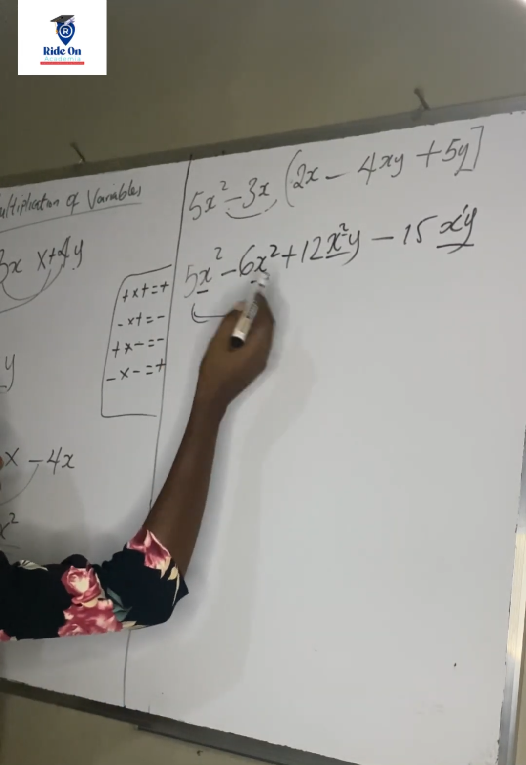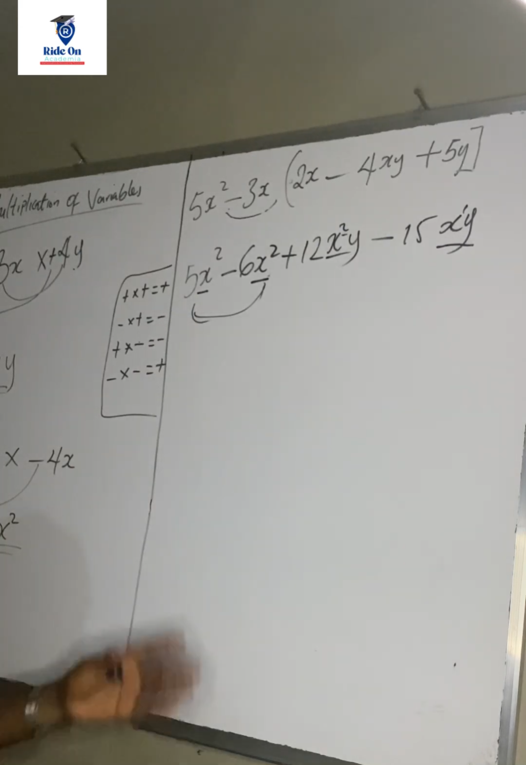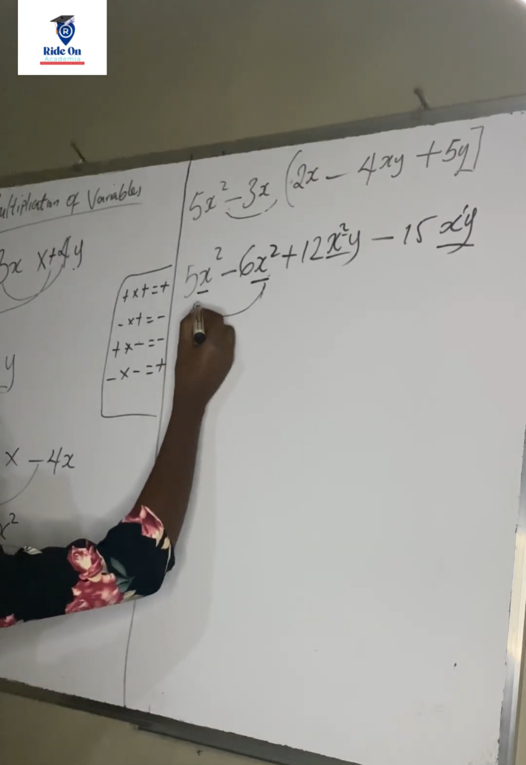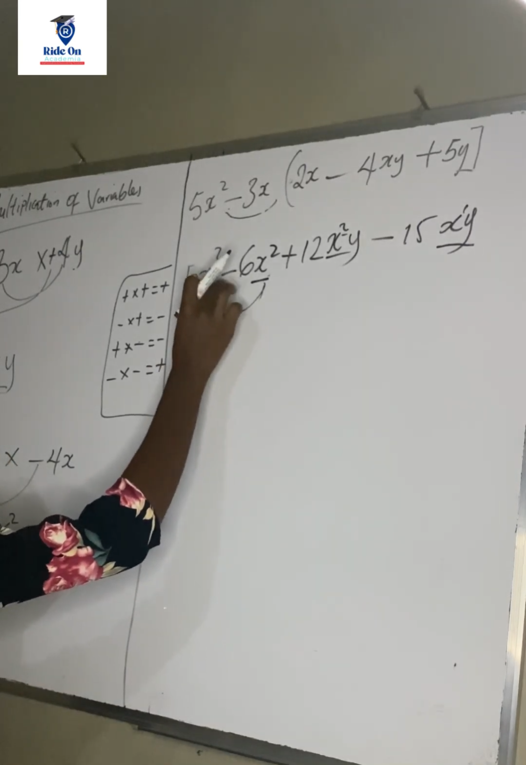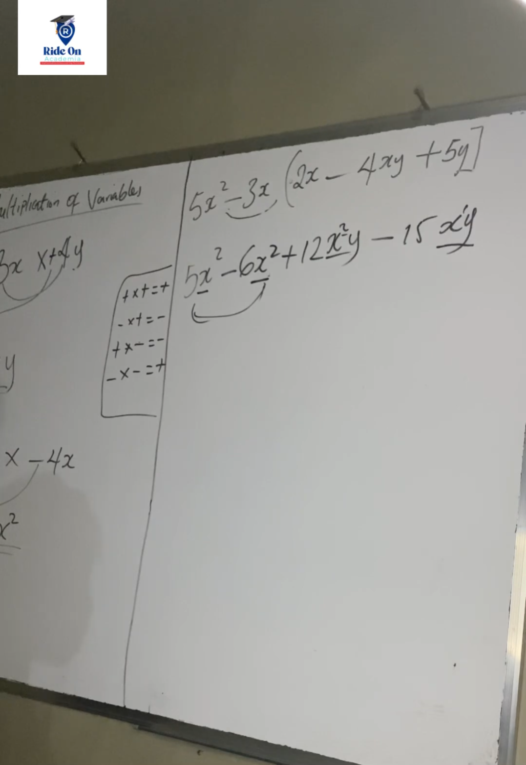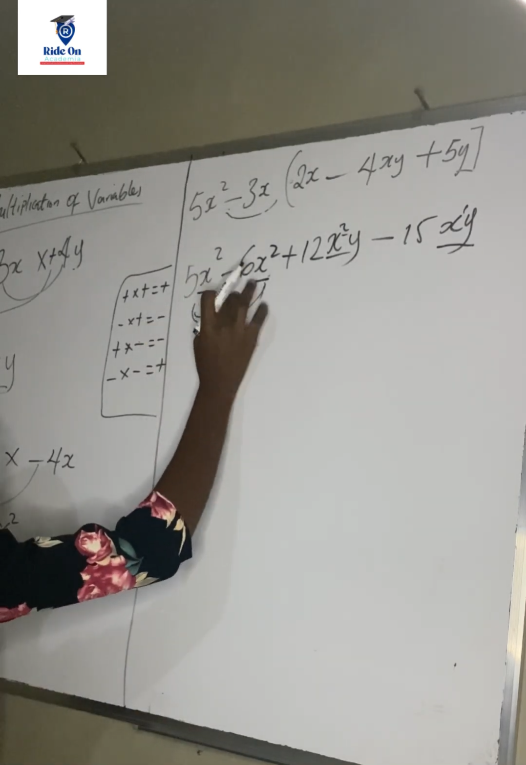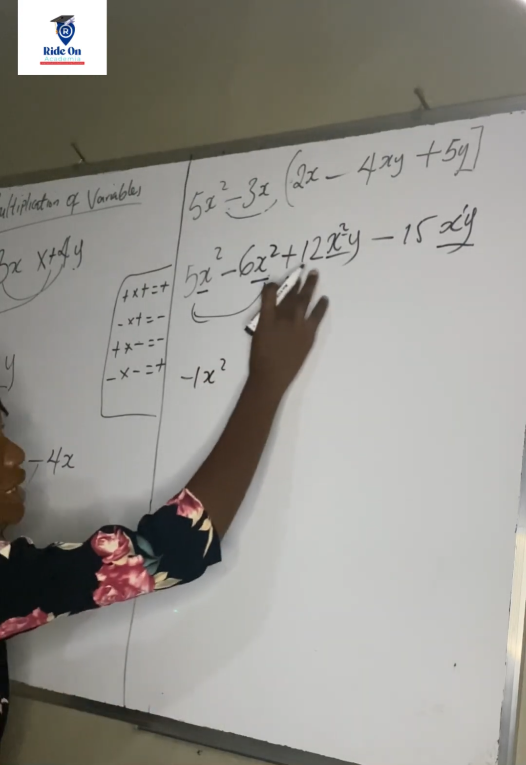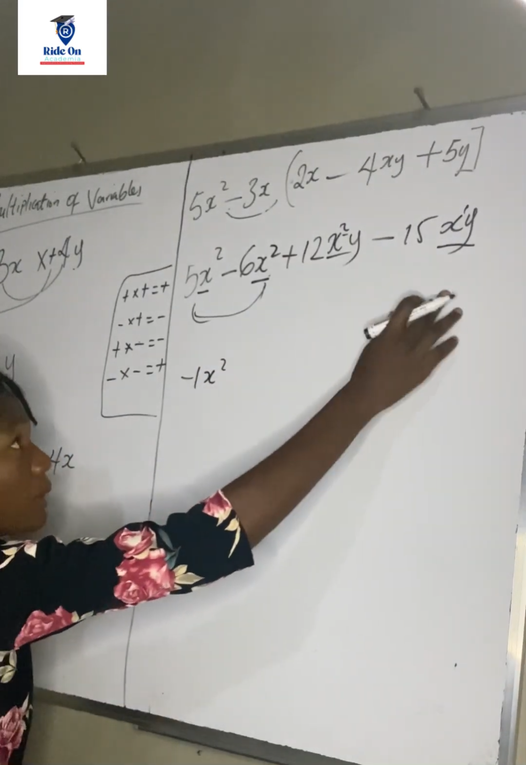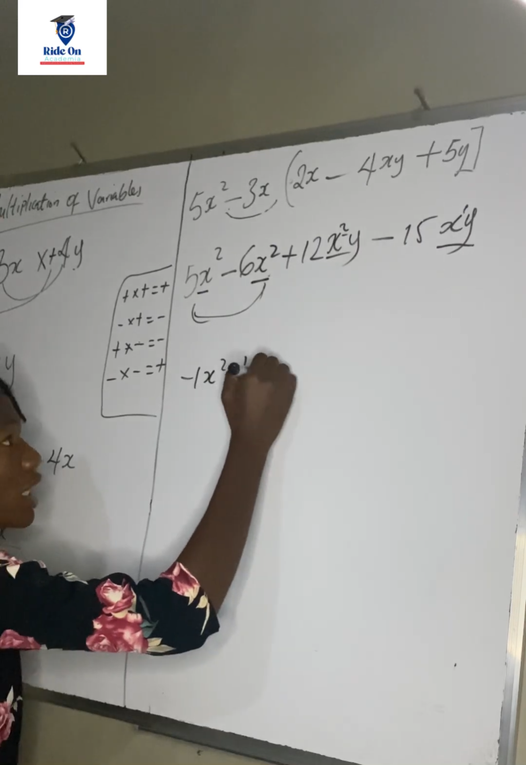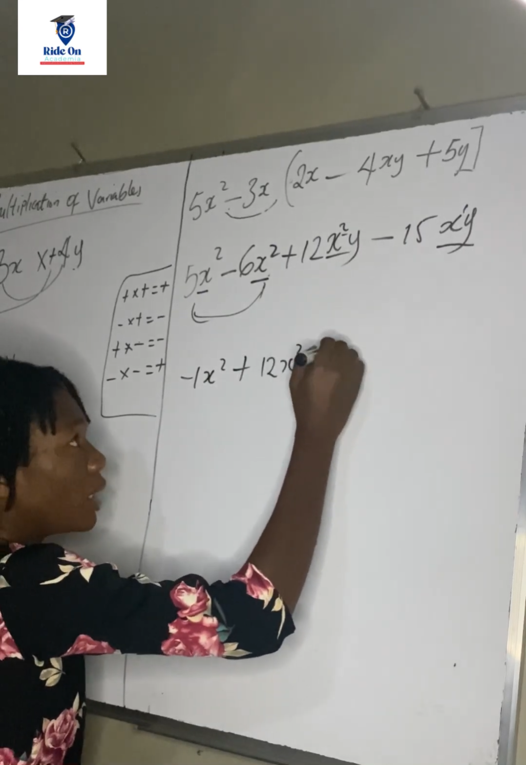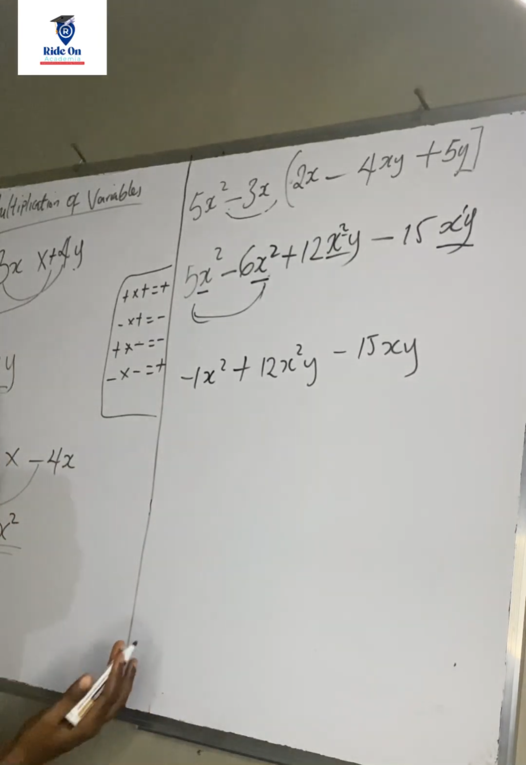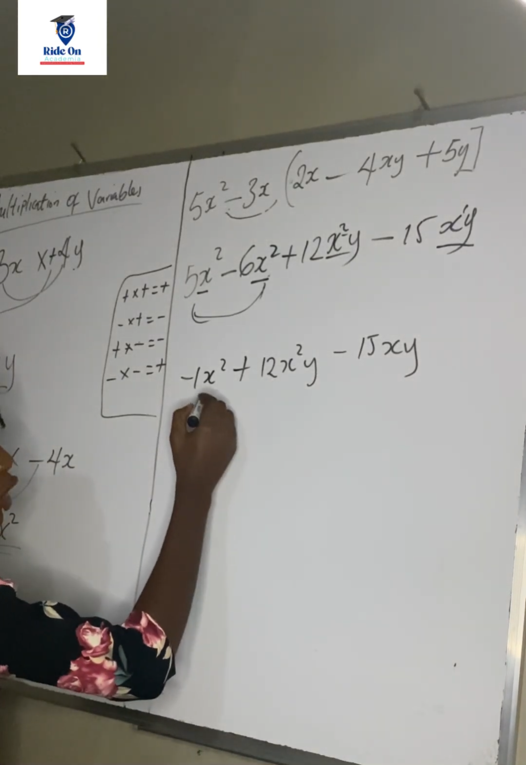X squared is possible to add. Now we can add the numbers. So 5 minus 6, like I said, when you have confirmed that you have like terms, then you can now add the numbers or subtract the numbers. Okay, so 5 minus 6, we are going to be left with minus 1 x squared. Okay, this is not possible because they are not like terms again. So we are just going to bring down 12 x squared y minus 15 xy. Because like I said, they are not like terms, so you can see they are different terms.